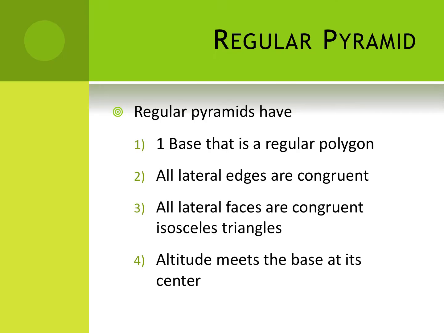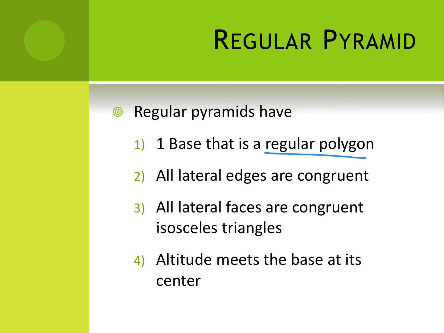Now, when we're doing this, they need to be regular pyramids. When I talk about a regular pyramid, I'm talking about a base that is a regular polygon. So if it's a quadrilateral, the regular quadrilateral would be a square, so it would be a square pyramid. If it's a triangular pyramid, then the base would be an equilateral triangle. So the base has to be regular, all the sides congruent or the same.